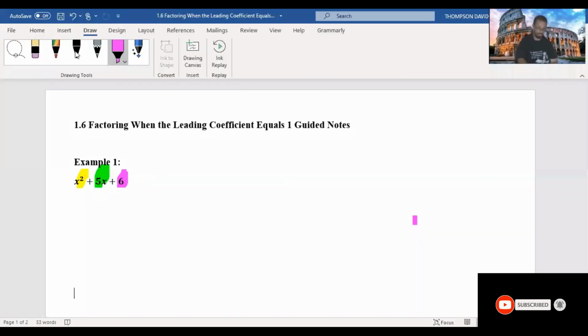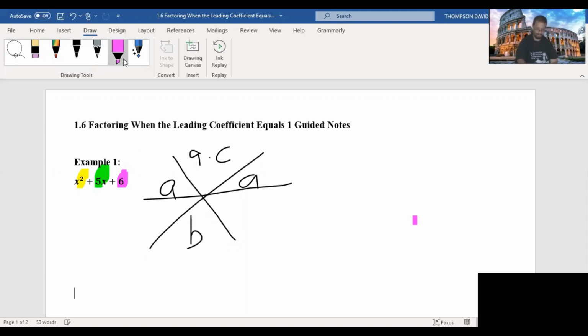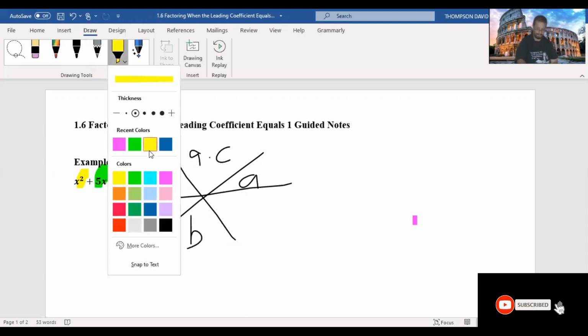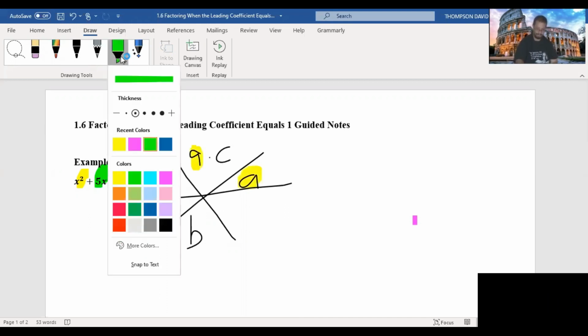So we're going to solve this using our snowflake method. So we call on the top, we have our A, then we have A times C, and then B. We'll highlight to be consistent our A, our B, and our C term. We'll highlight in pink.